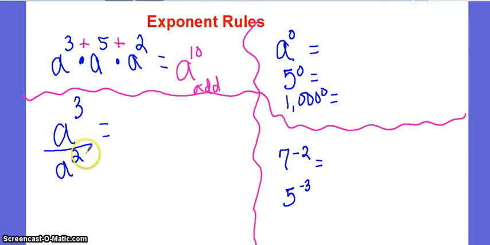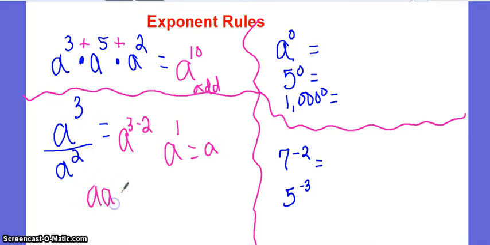Right here, this is division. When you divide, you actually subtract. So you're going to have a 3 minus 2, which gives you a to the first or just a. A good way to remember this is if you were to write it out and have AAA divided by AA, the reason why it is a single A is because they cancel each other out.